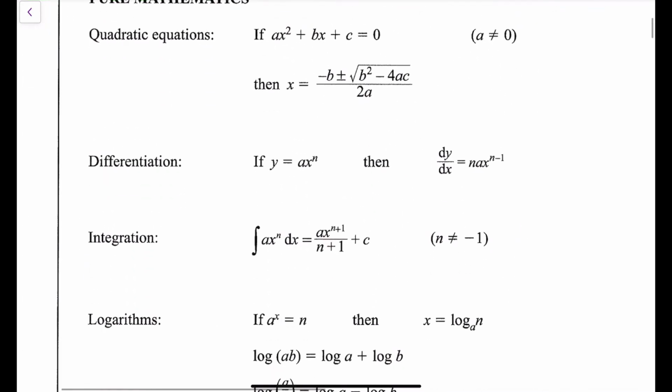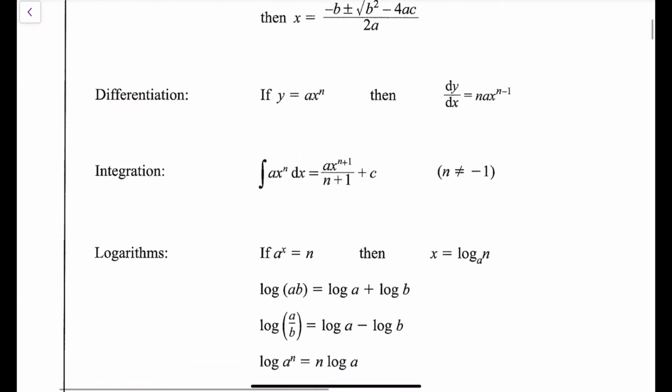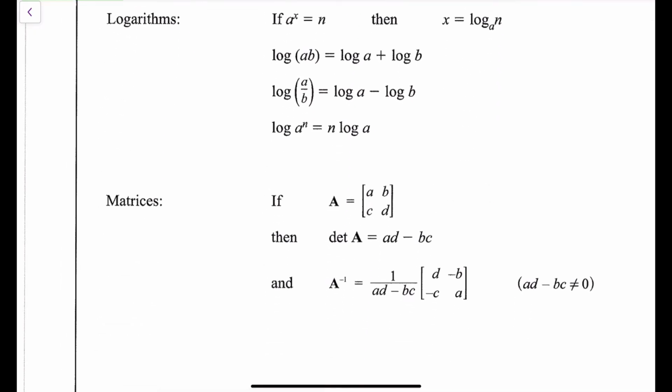You get a number of formulas: the quadratic equation, differentiation, integration basics, and log rules, the 3 log rules, very important. And then matrices as well, a wee bit of information about matrices, the determinant, and how you find the inverse.